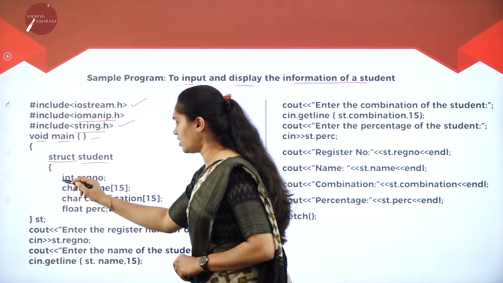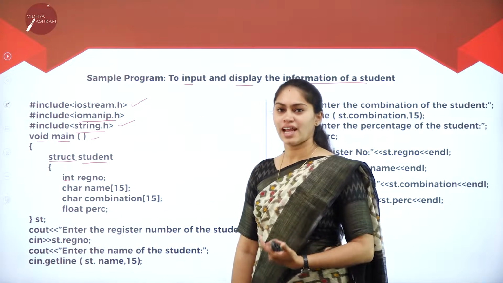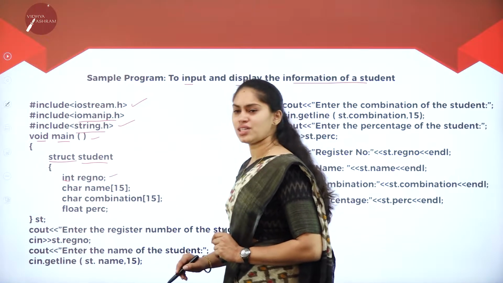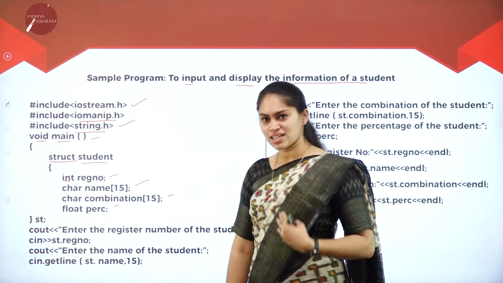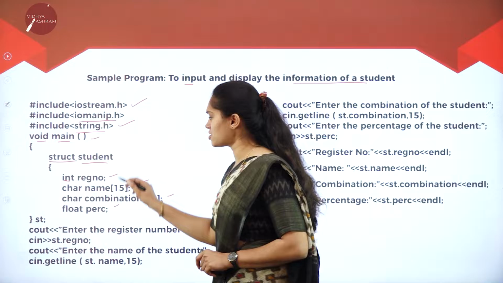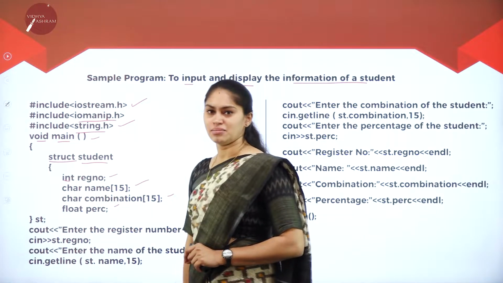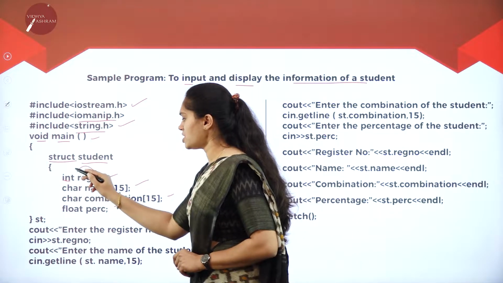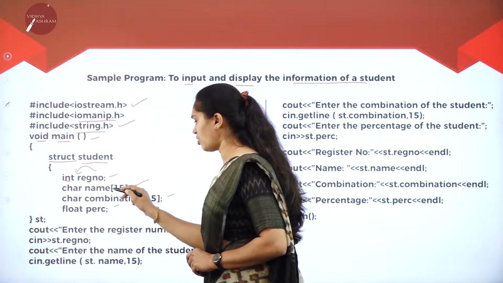Then here I have 4 data members. That means I have 4 data elements in the structure called student. Which are those? I have a register number, a name, combination and percentage. These are the members, or I can say the template, which belongs to the structure called student. Now register number is an element name, that is, a member name, which is of the data type integer. Then I have char name of 15.